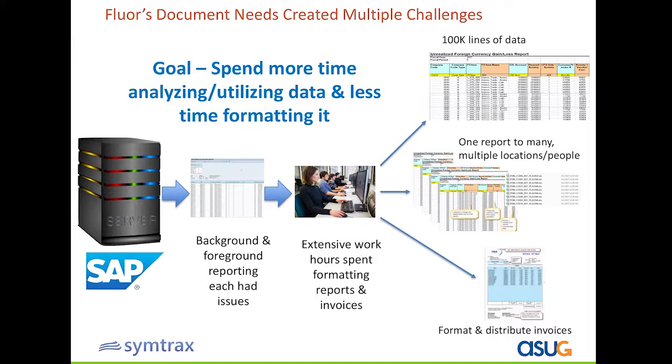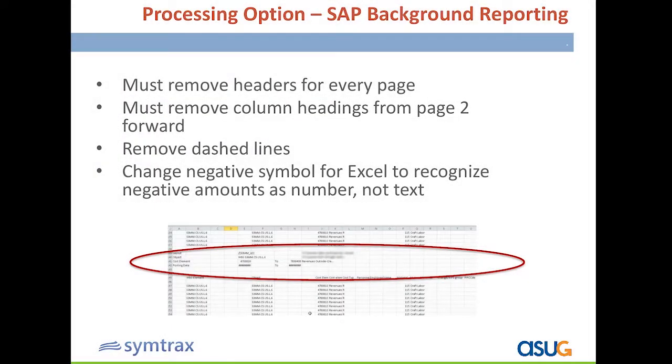And it's so frustrating, because then you have to go run it in the background, and when you run it in the background, it's just like printing it on that old green bar paper with the headers and the column headings on every single page, and whenever you have a negative amount, the negative sign appears as text and not a number, and you have to manually correct that, or if you download it into Excel, you can correct it with a macro and things like that, but you're always manipulating it. So we had a lot of complaints.